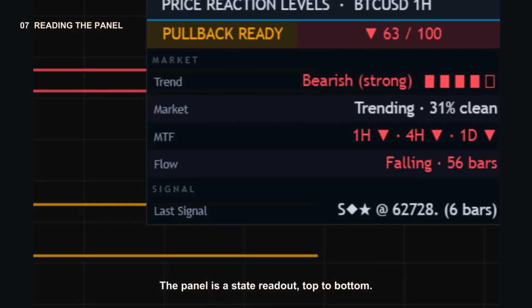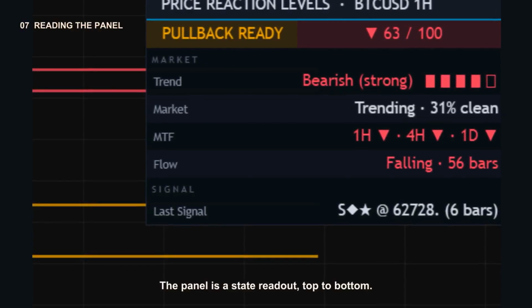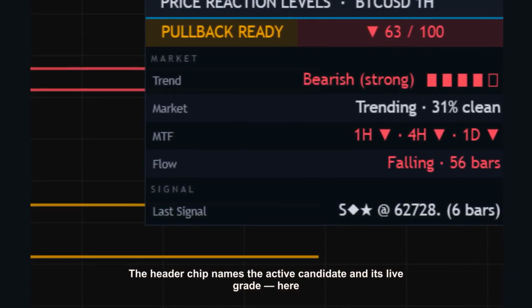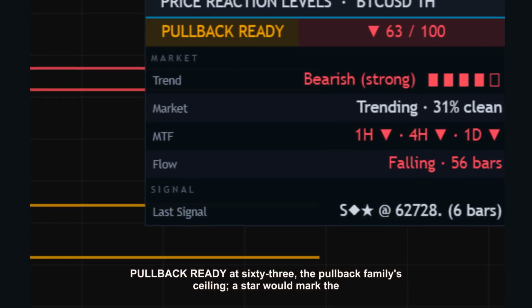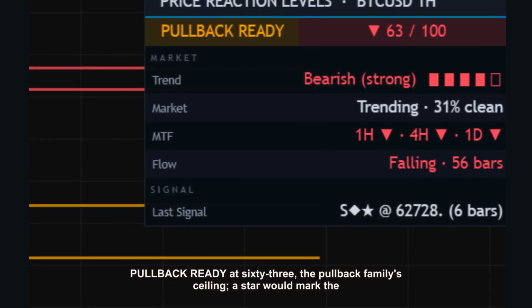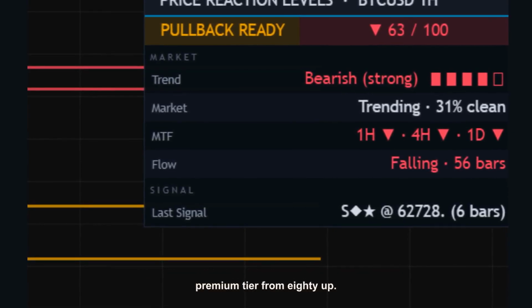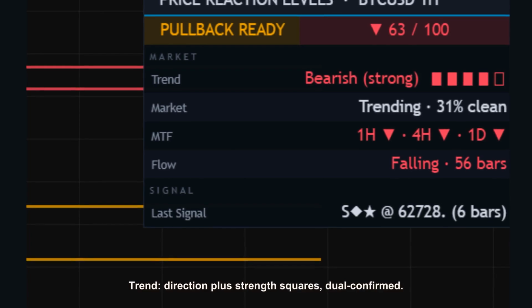The panel is a state readout, top to bottom. The header chip names the active candidate and its live grade. Here pullback ready at 63, the pullback family ceiling. A star would mark the premium tier from 80 up. Trend, direction plus strength squares, dual confirmed.